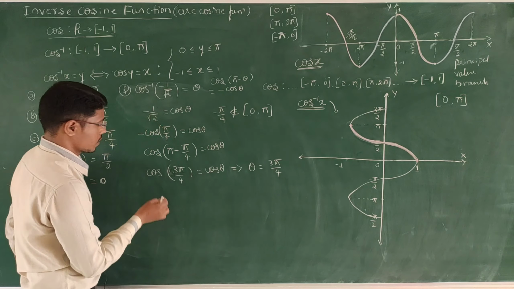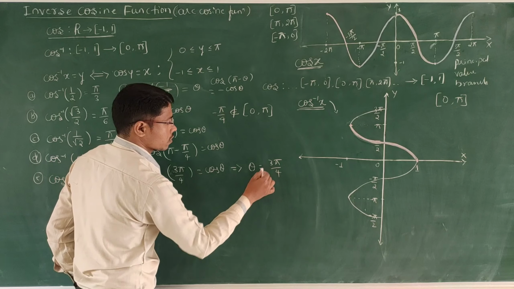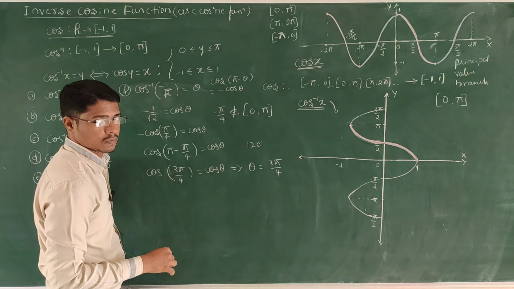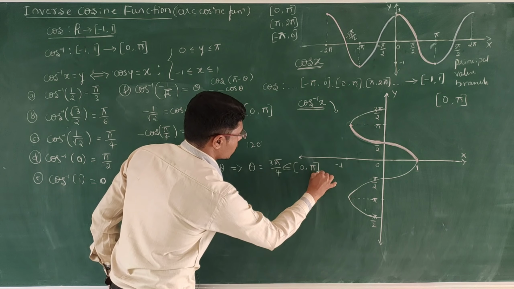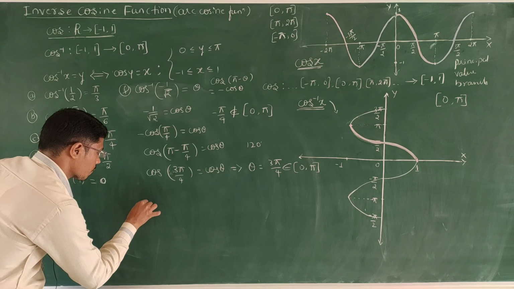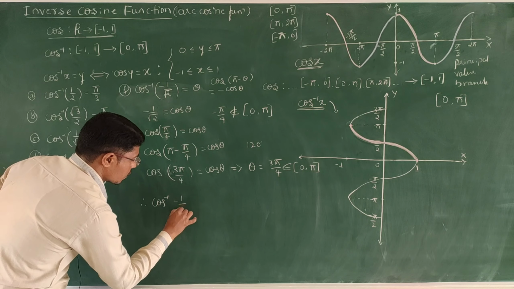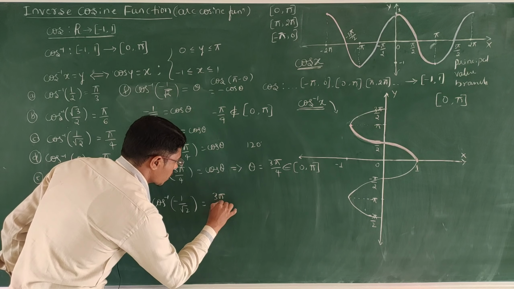See here, cos will get removed. 3 pi by 4 equal to theta, theta equal to 3 pi by 4. 3 pi by 4 means 120 degrees. So this belongs to the principal value branch 0 comma pi. Therefore, cos inverse of minus 1 divided by root 2 is equal to 3 pi by 4.